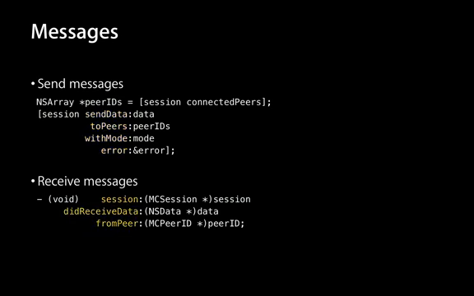On the receiver side, when the message comes in, the receiver will be notified via a session delegate method, session did receive data from peer. And the second parameter will be an NSData object, which will be exactly the same as the one that was specified by the sender. And the third parameter will be the peer ID of the sender of the message. So it's that simple to send messages.